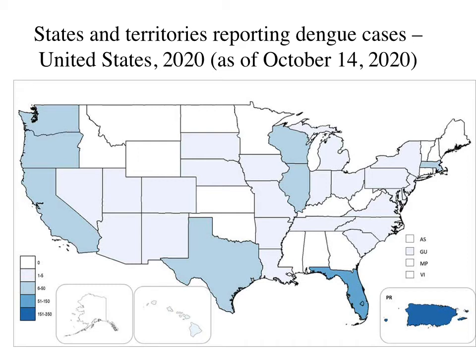Most outbreaks in the United States have been relatively small and limited to small areas, but the types of mosquitoes that spread dengue are common throughout many areas of the United States, so local spread of dengue is possible and does occur.